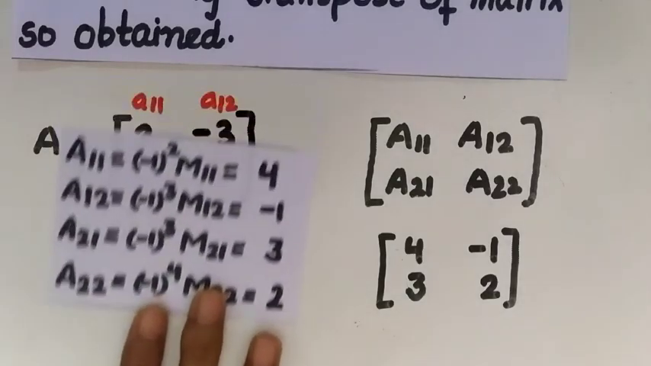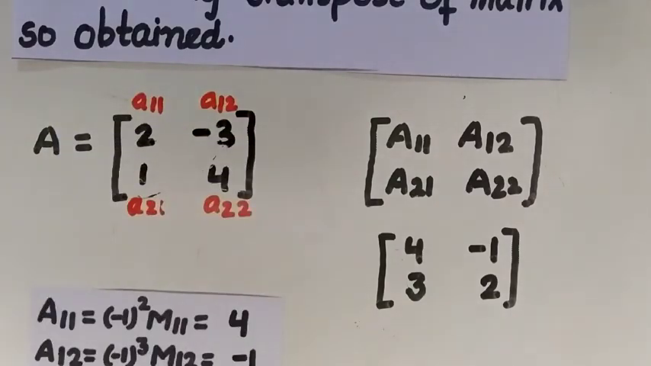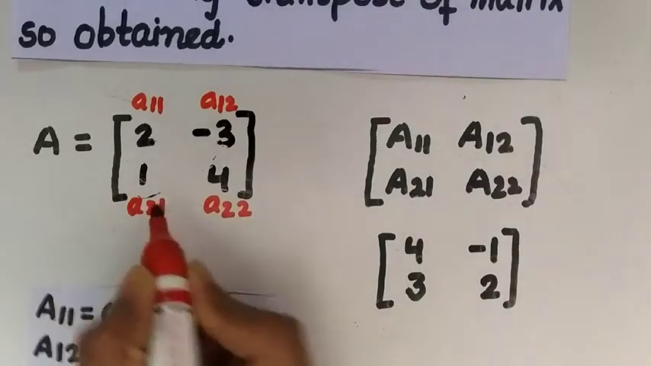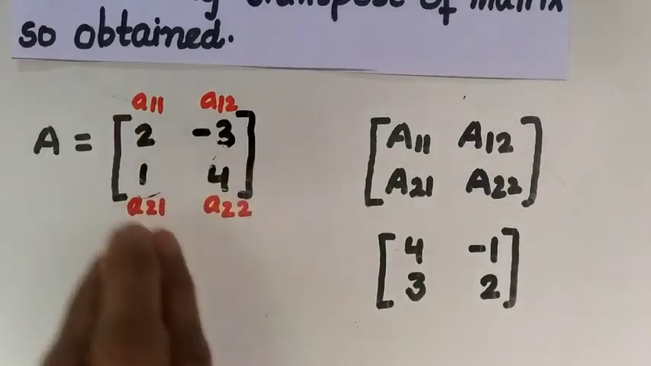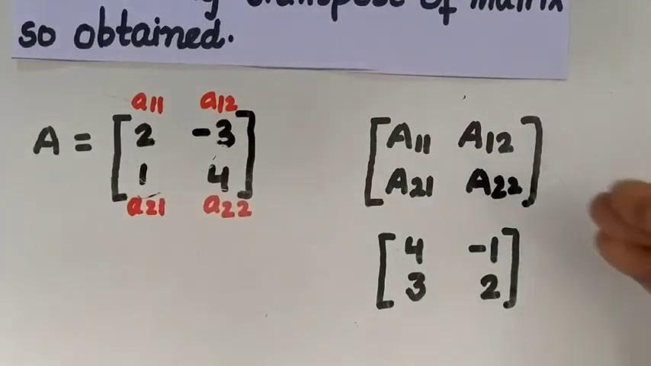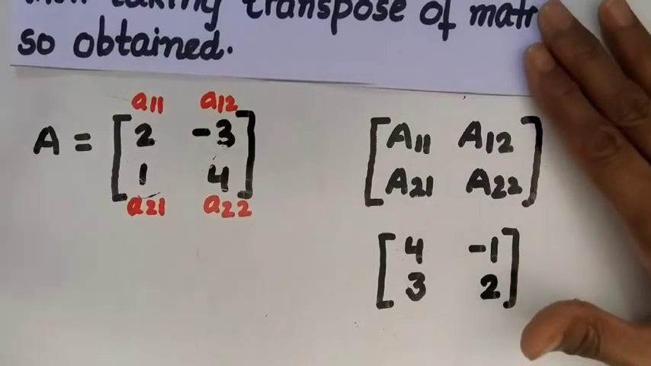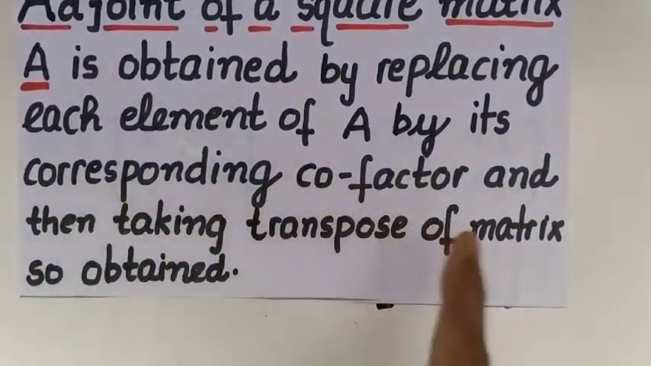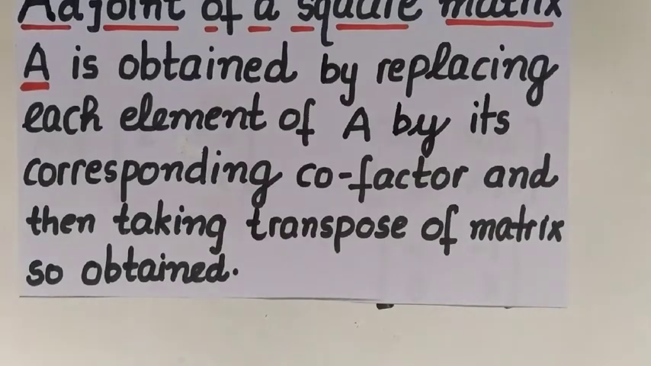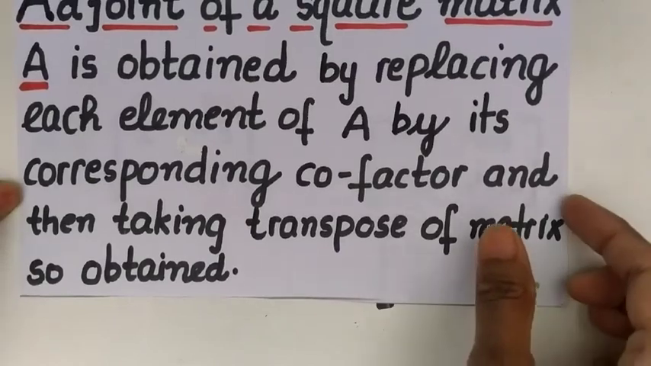So students, what we have done? First of all, we replaced all the elements of square matrix A with their corresponding cofactors, okay? And I have substituted all values of cofactors. Now, what is the next step? Let us come to the definition. Our next step is, and then taking transpose of the matrix so obtained. Now, we will take transpose of the matrix so obtained.